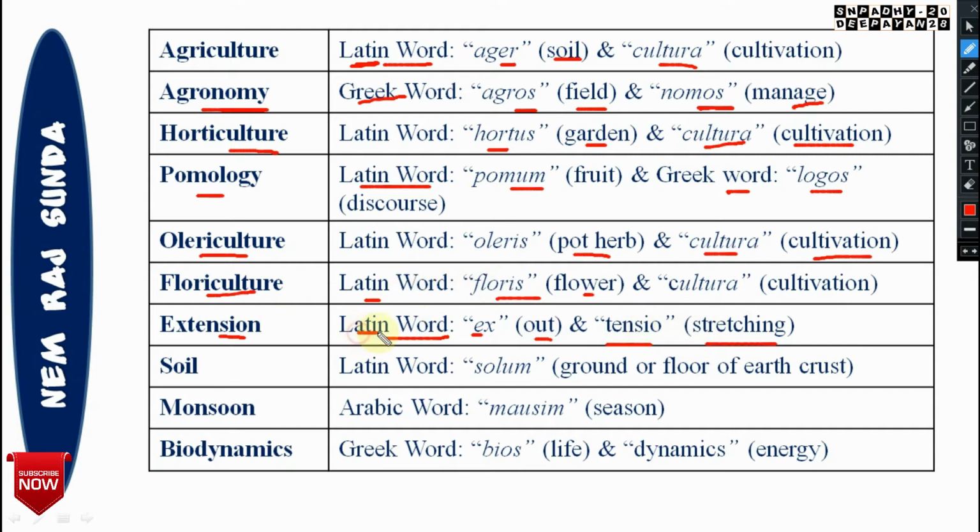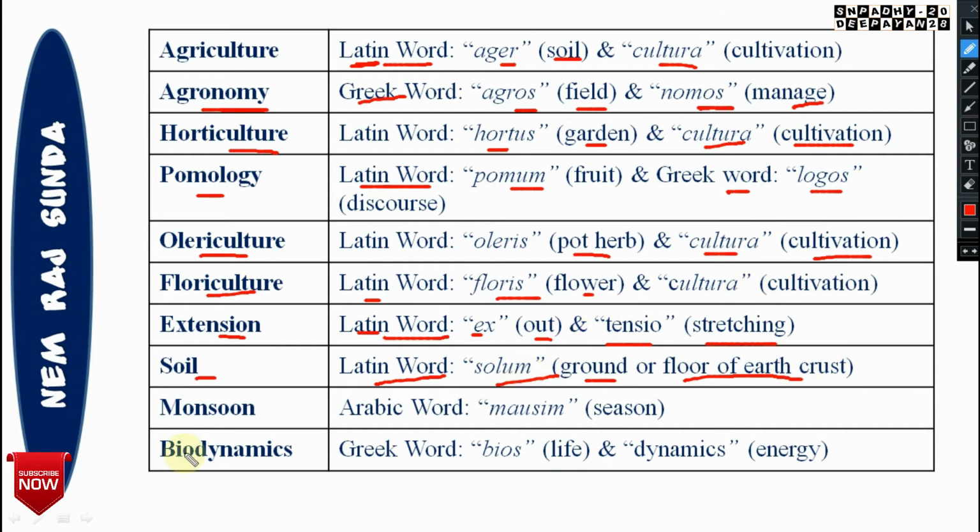Again a Latin word. Then coming to soil, derived from the Latin word solum. That means the ground or floor of the earth crust. Whatever the floor is of the earth surface, that is our soil. You see how nicely they have derived that one.